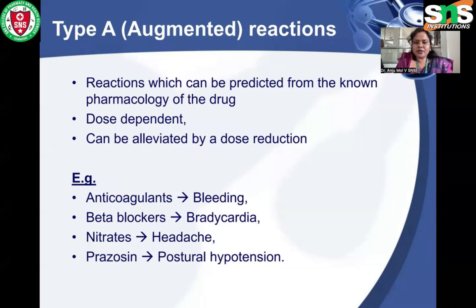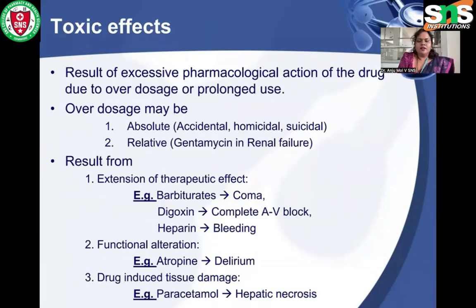Examples, anticoagulants. If we use anticoagulants, the possible ADR is bleeding. In case of beta blockers, it is bradycardia. When we take nitrates, the chances of having a headache are common. Prazosin, that is postural hypotension.